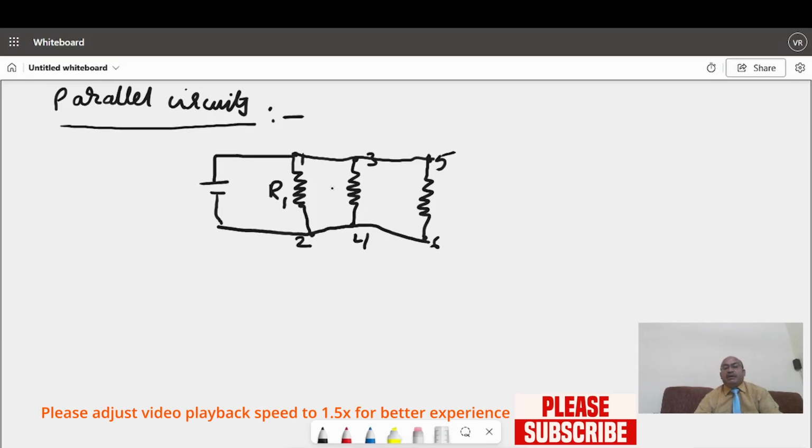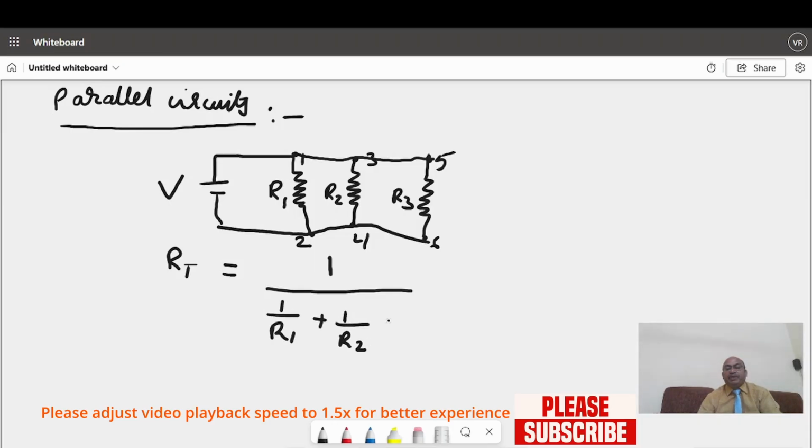R1 is the resistance between points 1 and 2. This is R2. This is R3. This is the voltage applied. For every series or parallel circuit, first you have to calculate the total resistance to get the current. How to get it? One formula is there: 1 by R1 plus 1 by R2 plus 1 by R3. Then you will get the total resistance of the circuit.